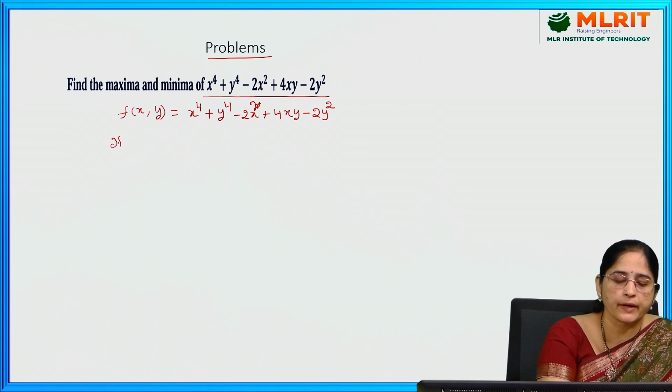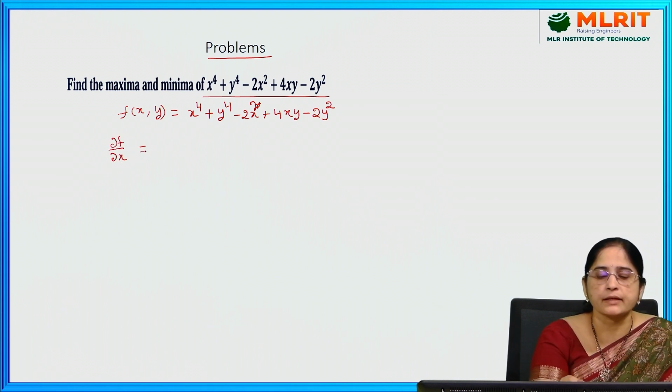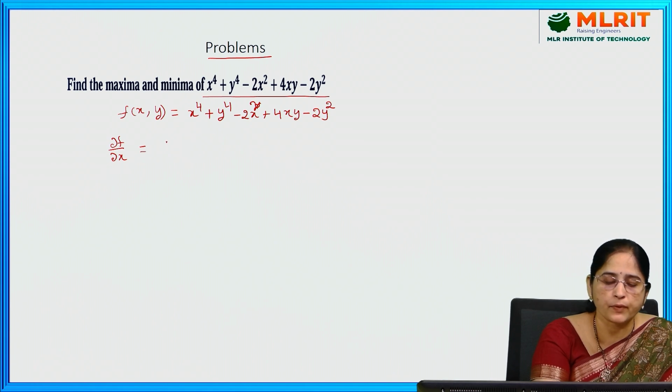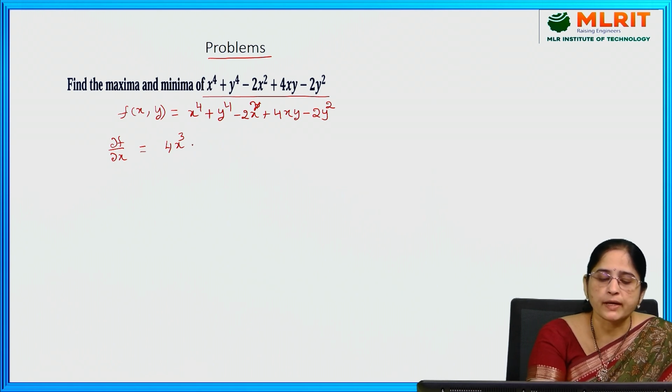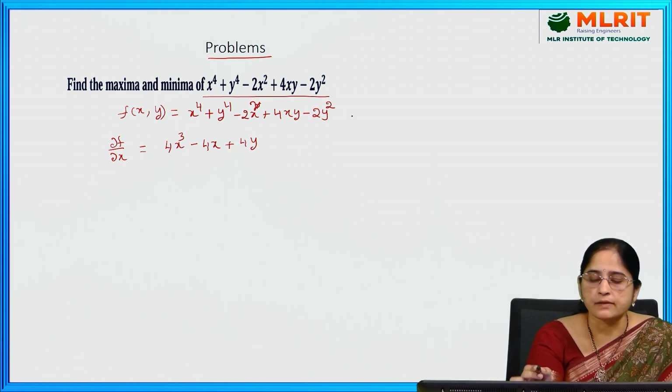Dou f by dou x. With respect to x, we have to treat y as constant. Derivative of x power 4 is 4x cube. Derivative of y power 4 with respect to x is constant, 0. Derivative of minus 2x square is minus 4x. Derivative of 4xy is 4y. Derivative of 2y square is 0.